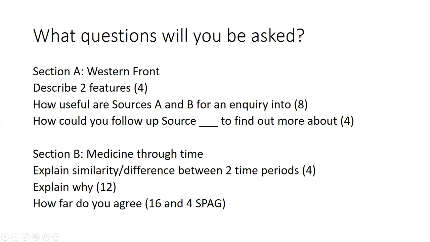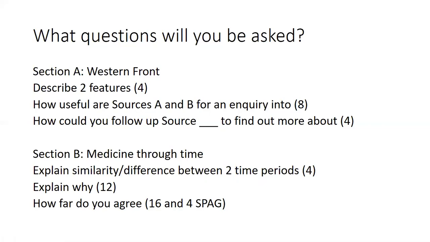Section A, the first question will be describe 2 features. The next question will be how useful are sources A and B for an inquiry into something. And the last question is a 4-marker looking at how you could follow up a source to find out more about.